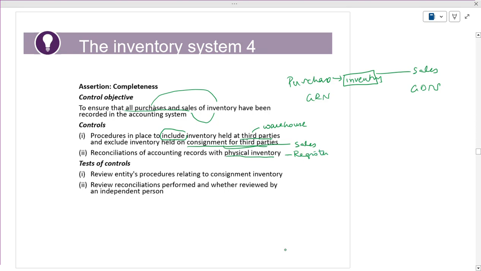What is the register? For the banks, cash is the inventory. The moment the auditor comes, what will he do? He will check what is the physical cash and what is the registered cash. For the manufacturing companies, we have to check what is there in the records and what is physical. Review the procedures related to consignment inventory.